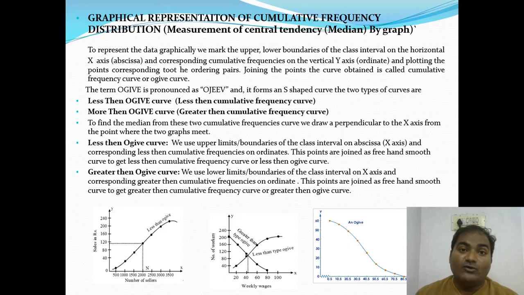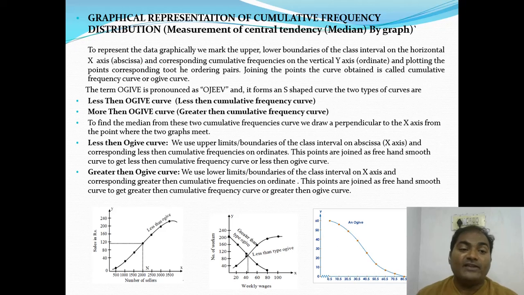For the less than ogive curve, we are going to use the upper boundaries of a given class interval, and they are taken on the x-axis, that is the abscissa, and the corresponding less than cumulative frequencies are taken on the y-axis, that is the ordinate. The points are joined after we get the concerned points on the x-axis and y-axis. We join them with a freehand curve which is in the shape of an S. In this way we get the less than cumulative frequency curve, using the upper boundaries and the less than cumulative frequency points on the y-axis.